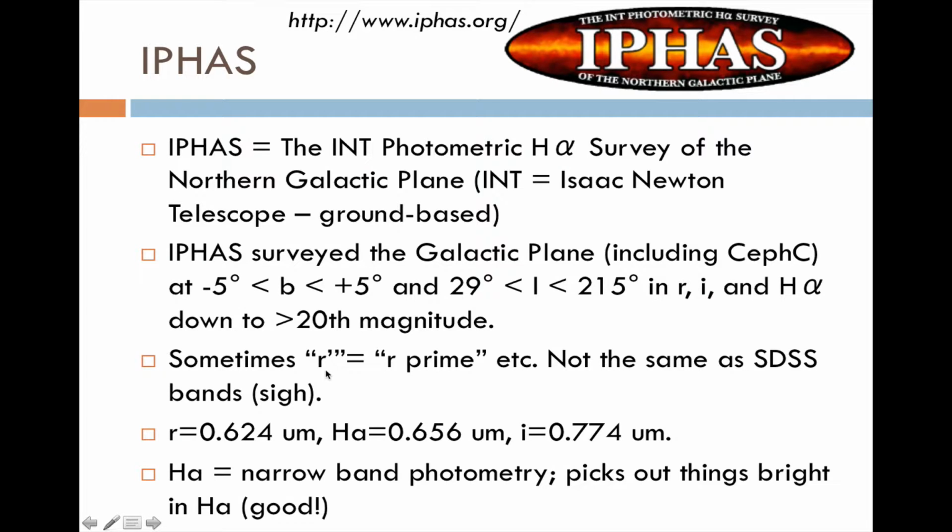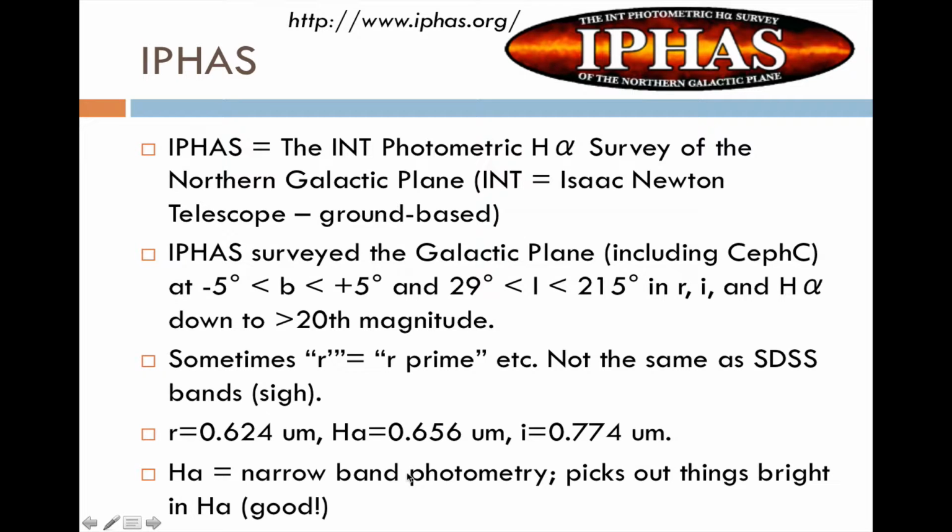Sometimes people write r, because it is a little r, as r prime, because it's not quite the same as the Sloan bands, and it's Vega-based magnitudes too. So especially if someone is working with both Sloan and IPHAS data, sometimes they refer to the IPHAS filters as r prime, i prime, and H-alpha. In any case, these are the wavelengths of light they correspond to, and remember that H-alpha is a narrow band filter. r and i are broadband filters, but H-alpha is a narrow band filter. Go back to that movie to learn more about the bands and filters.